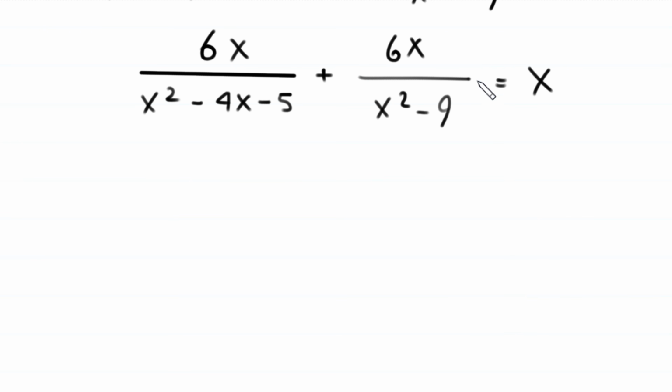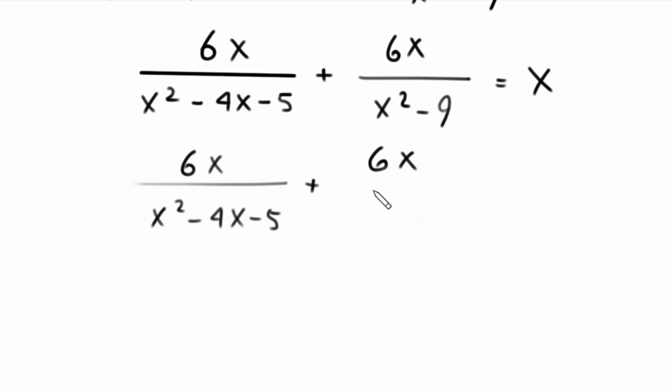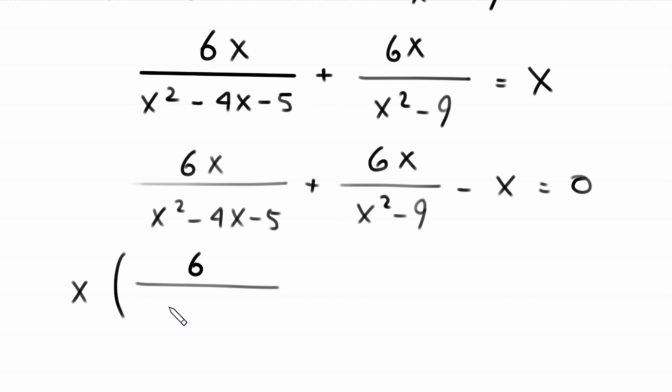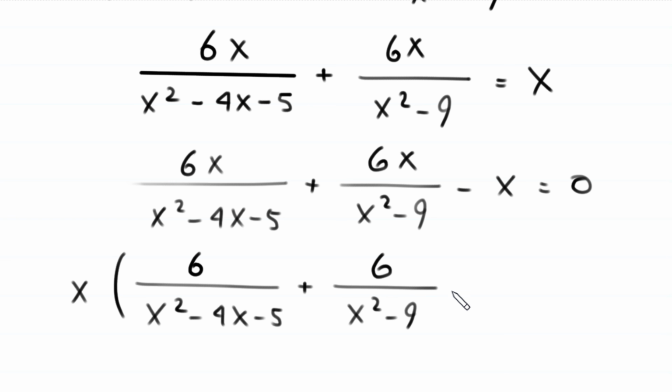Move this x to the left hand side, this will become 6x divided by x squared minus 4x minus 5, plus 6x divided by x squared minus 9, minus x equal to 0. We can factor out x from these three terms, so x as common factor, in brackets left is 6 divided by x squared minus 4x minus 5 plus 6 divided by x squared minus 9 minus 1 equal to 0.